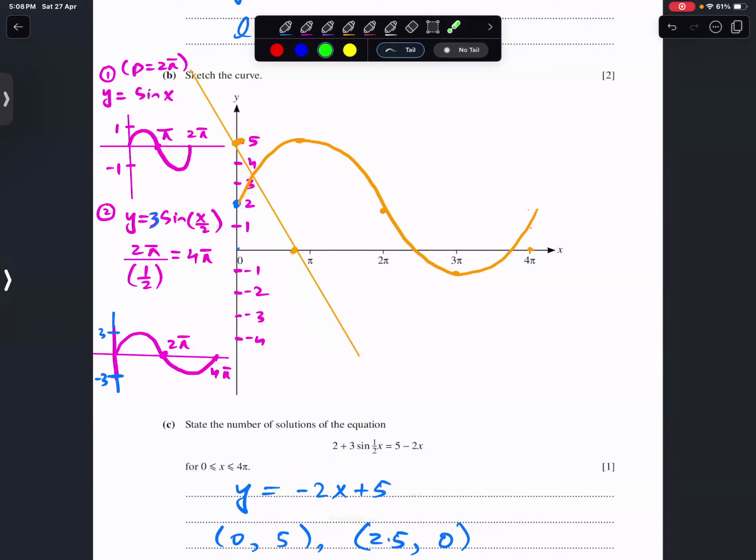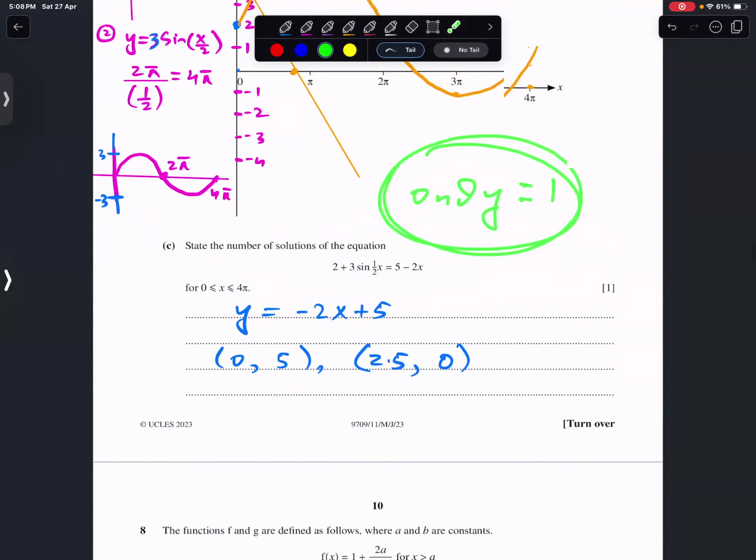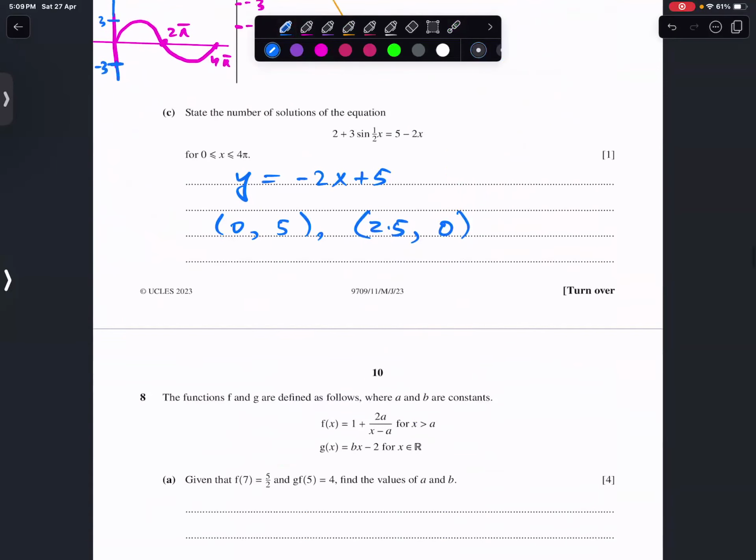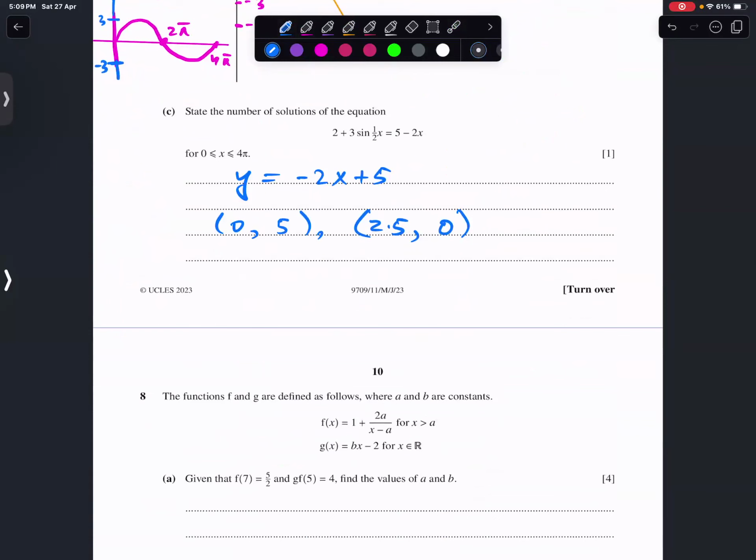So who agrees that this is the graph of this straight line? Ahmed, makes sense? Now tell me how many times the line and graph are intersecting each other? Tell me Ahmed. Once. Only one. So state the number of solutions. Only one solution. Okay, only one solution.